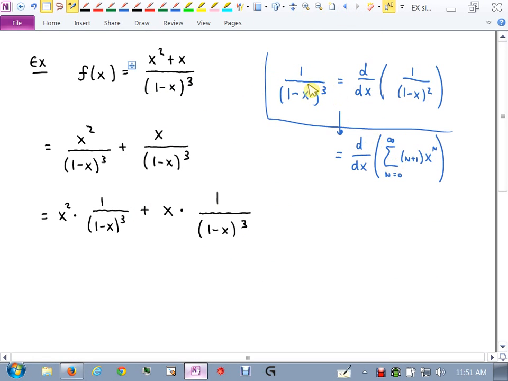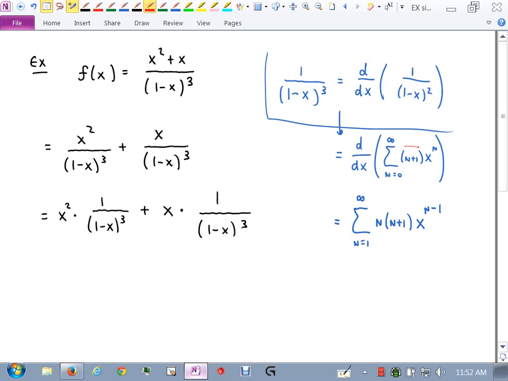So here it is. This 1 over 1 minus x cubed is the derivative of this. Now do your derivative. What's the derivative of a power series? Well, the index gets shifted, so n equals 1. And then what's the derivative of n plus 1 times x to the n plus 1? The n comes out, the n plus 1 is still there, and then x to the n minus 1. So it'll be n times n plus 1 times x to the n minus 1.